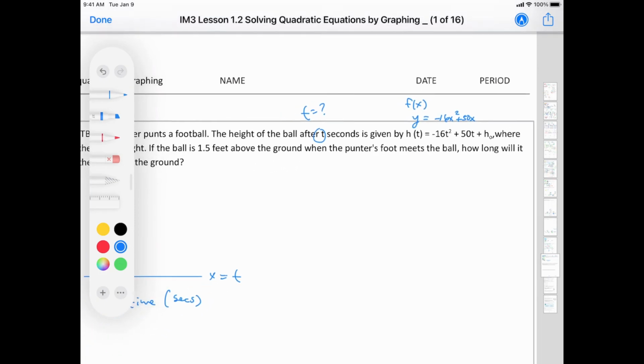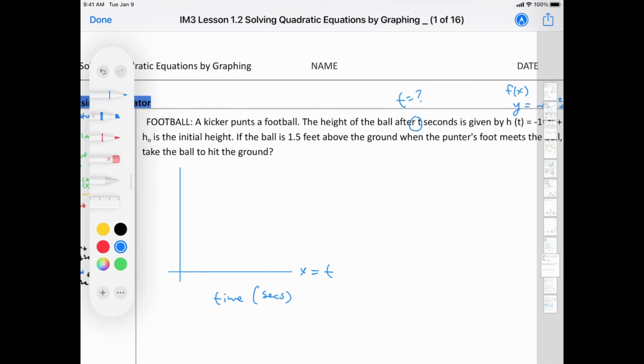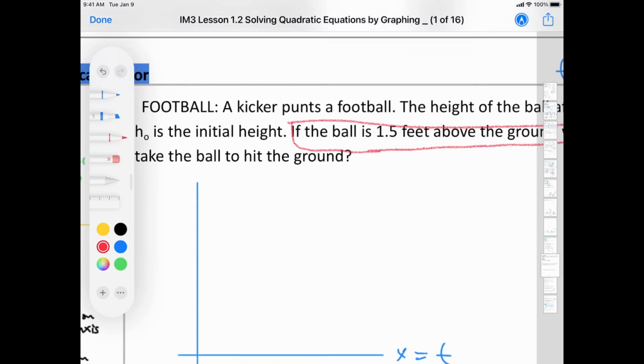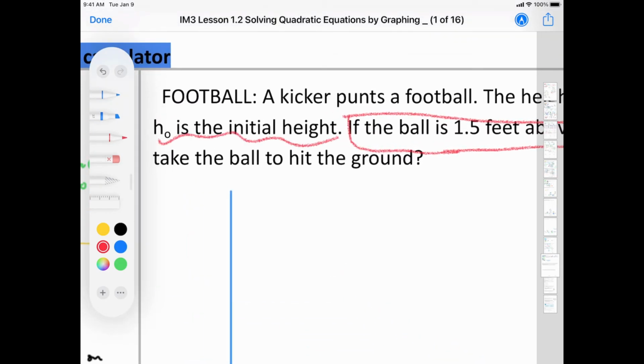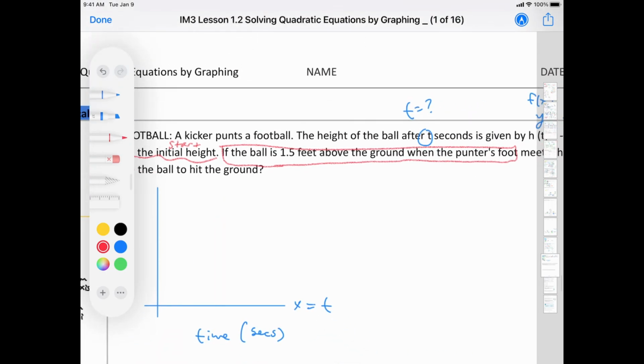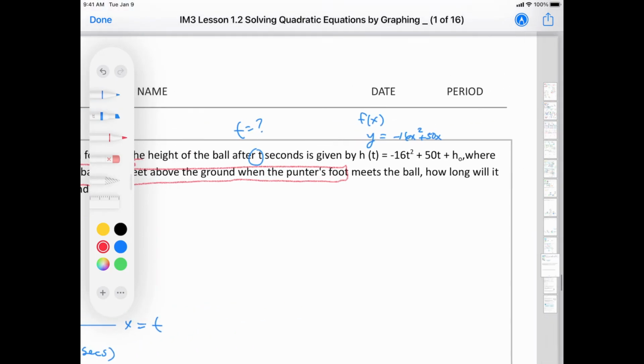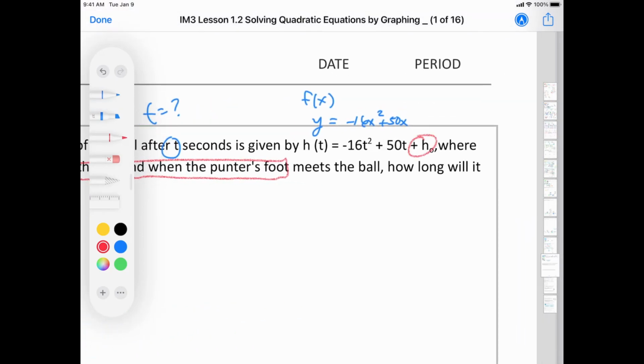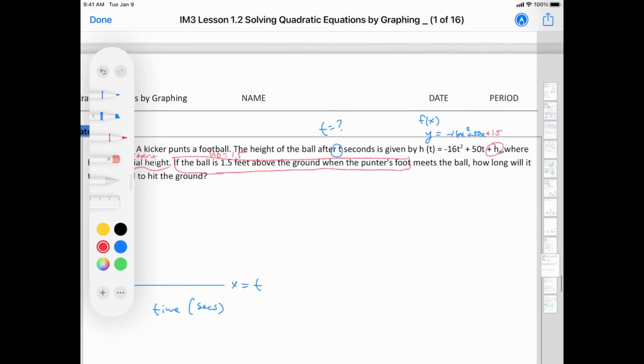Now, what is that h0 in this problem? It says the ball is 1.5 feet above the ground when it meets the punter's foot. So initial height, h0, is basically where it starts. So when the punter drops it, it's at 1.5. So basically h0 is equal to 1.5. This here is represented by plus 1.5. Okay, so that's the equation we have to graph.